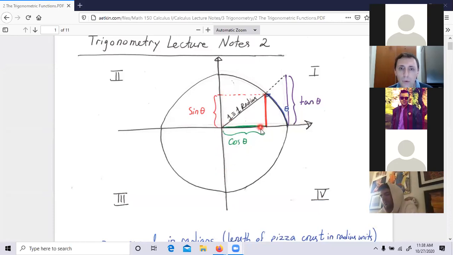Now, for which values is tangent undefined? For which values between 0 to 2 pi is tangent not defined? Clearly, that's when the horizontal is 0, right? When this segment is 0. When will that happen? It's defined on the x-axis, right? But when it's not defined, it's when the horizontal is 0. When is the horizontal 0? When I move to a quarter of the circle or 3/4 of the circle. That's 1/4, 2/4, 3/4. Yes.